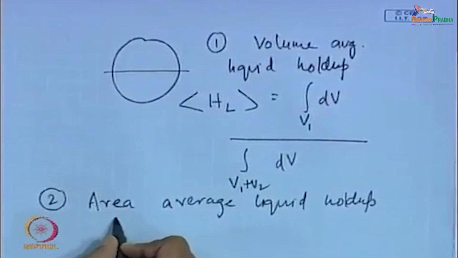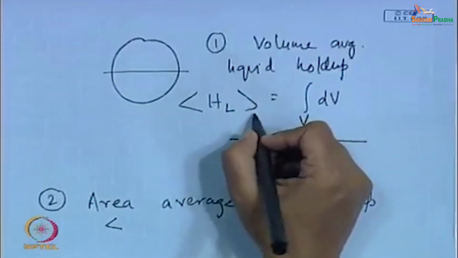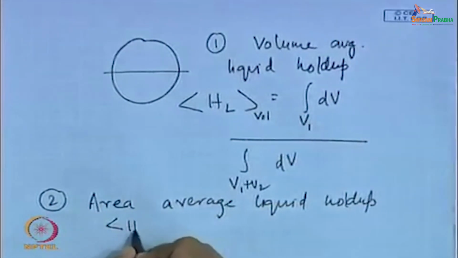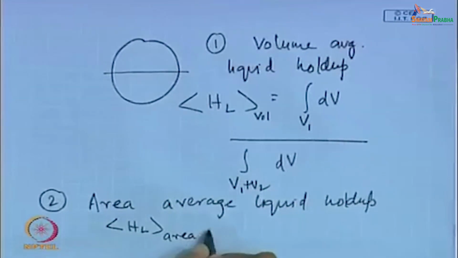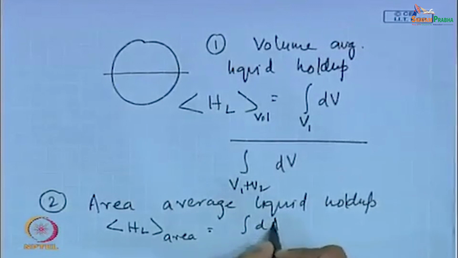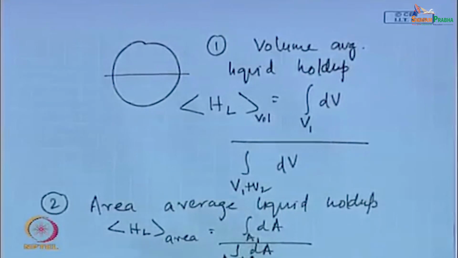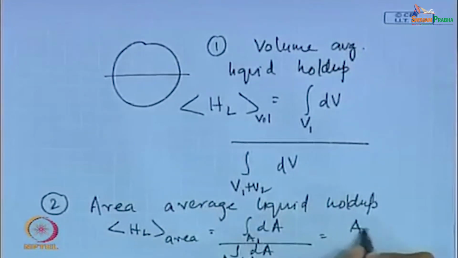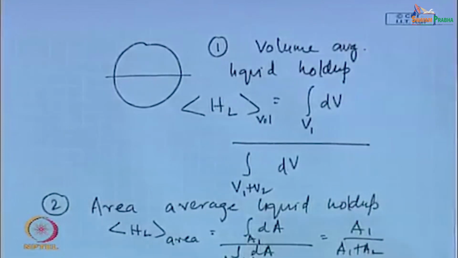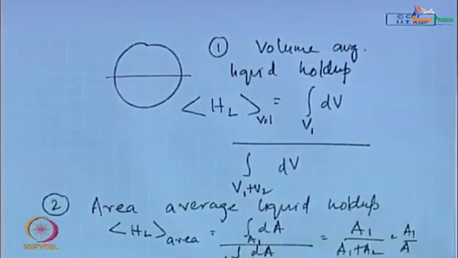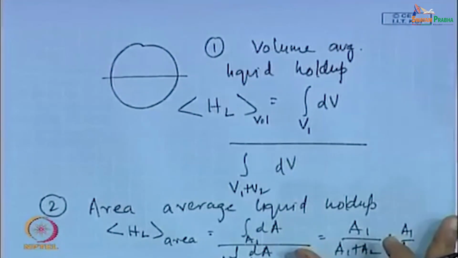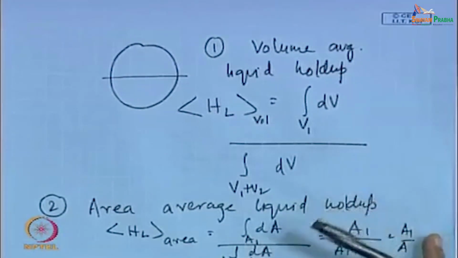So, we can measure either of them and use it for expressing the in situ volume fraction. This is better written as volume and this as area, and the mathematical expression is the integral of dA over A1 divided by the integral of dA over A1 plus A2, or in other words this is nothing but A1 by A1 plus A2, where these are simply the cross sectional areas. Therefore, we would first try to measure either the volume average or the area average.